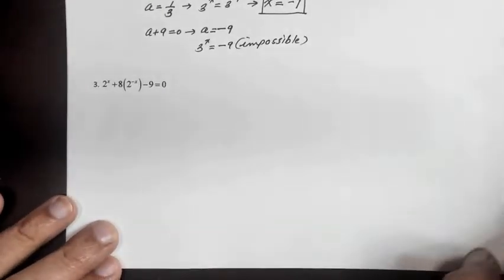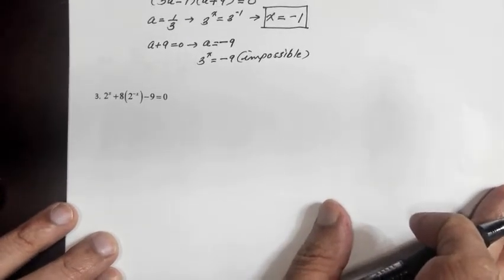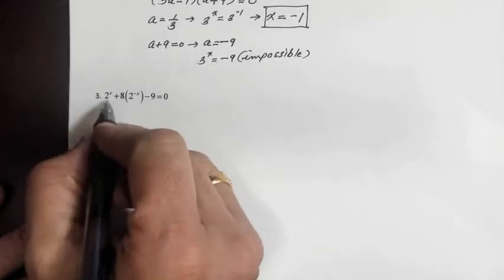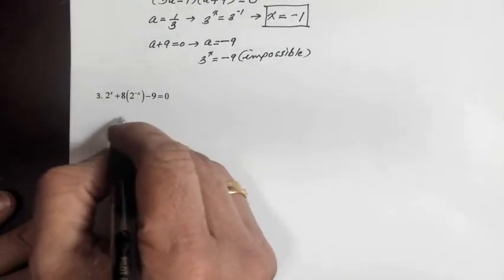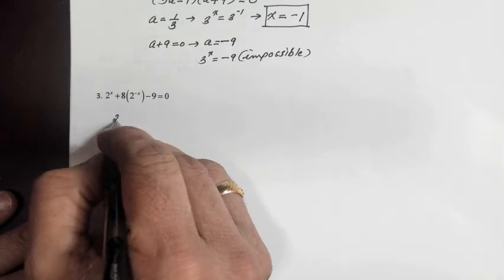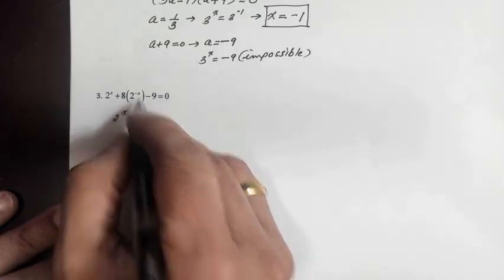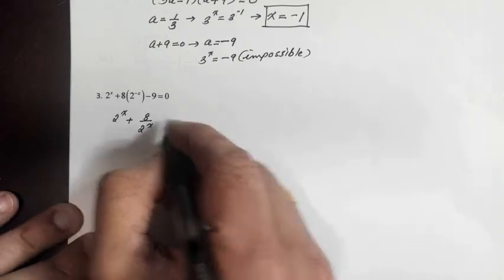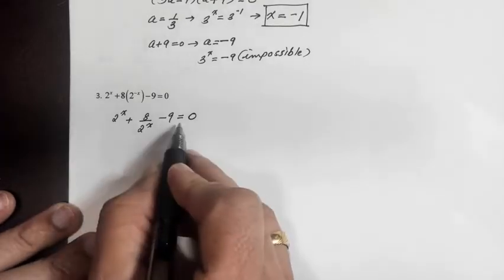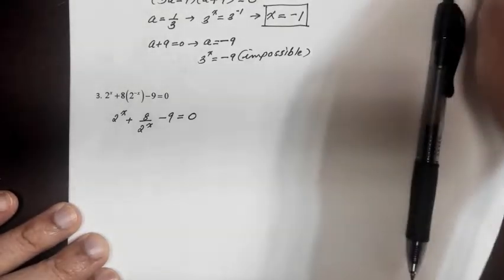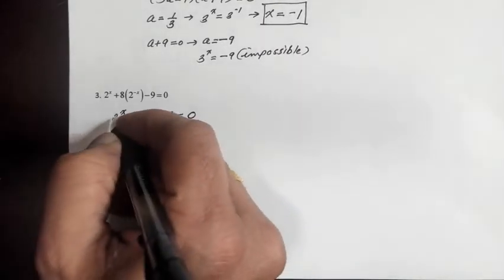Okay, now the last one in this category is 2 to the power of x plus 8 times 2 to the power of negative x minus 9 equal to 0. So let's rewrite it. Before we substitute, let's rewrite it. 2 to the power of x plus 8 over 2 to the power of x, because 2 to the power of negative x is rewritten as 1 over 2 to the power of x, minus 9 is equal to 0. Multiply the entire equation by 2 to the power of x. You can just multiply that.